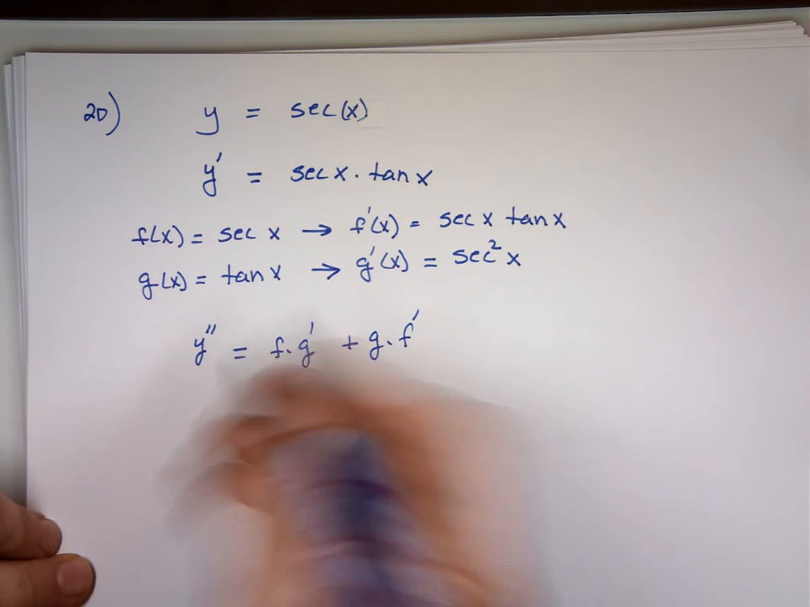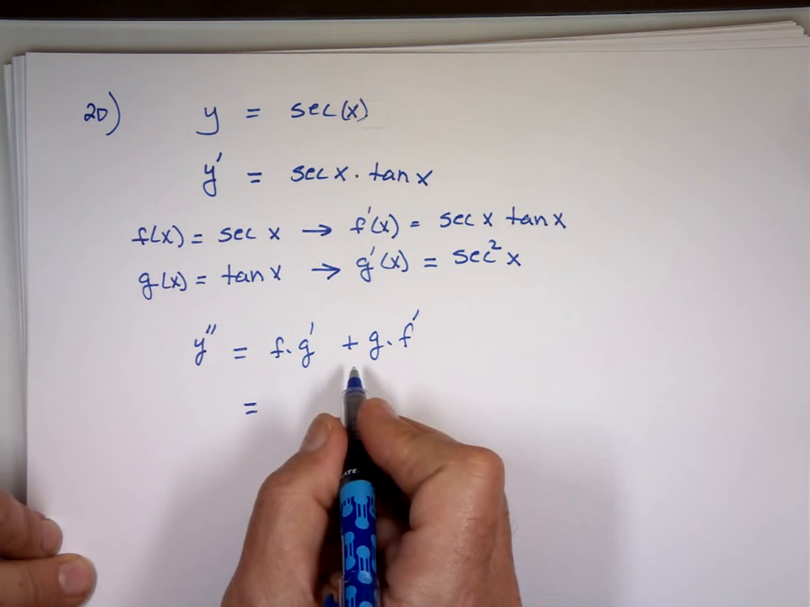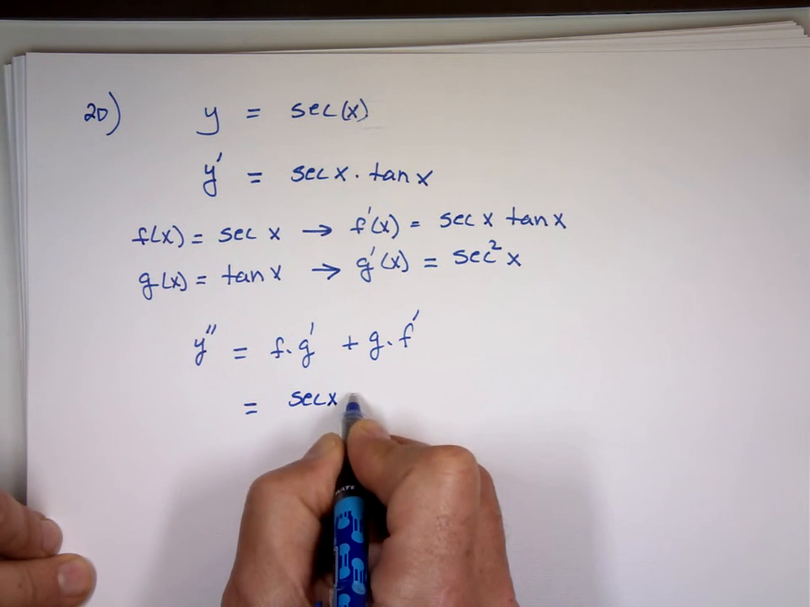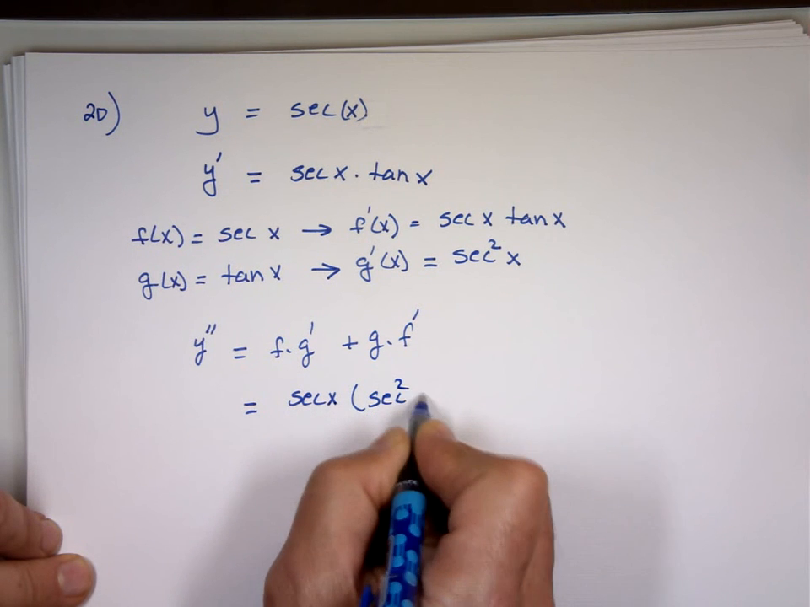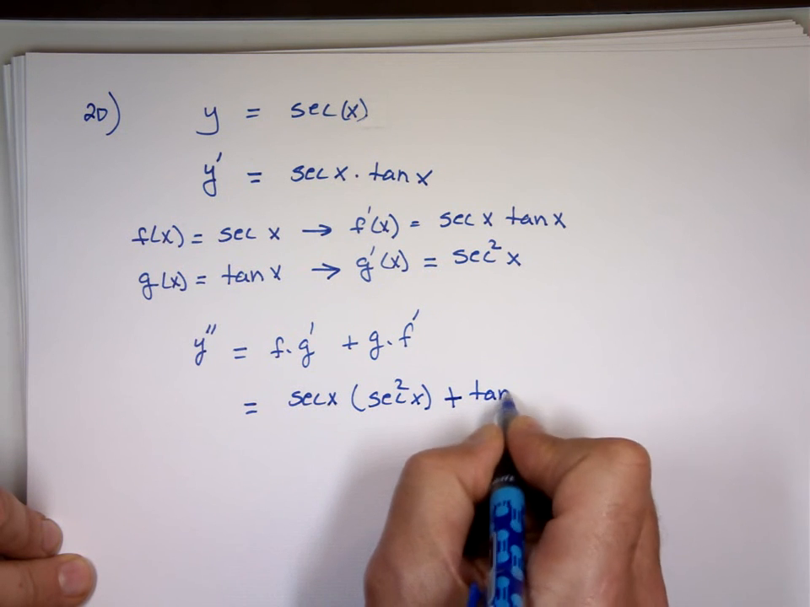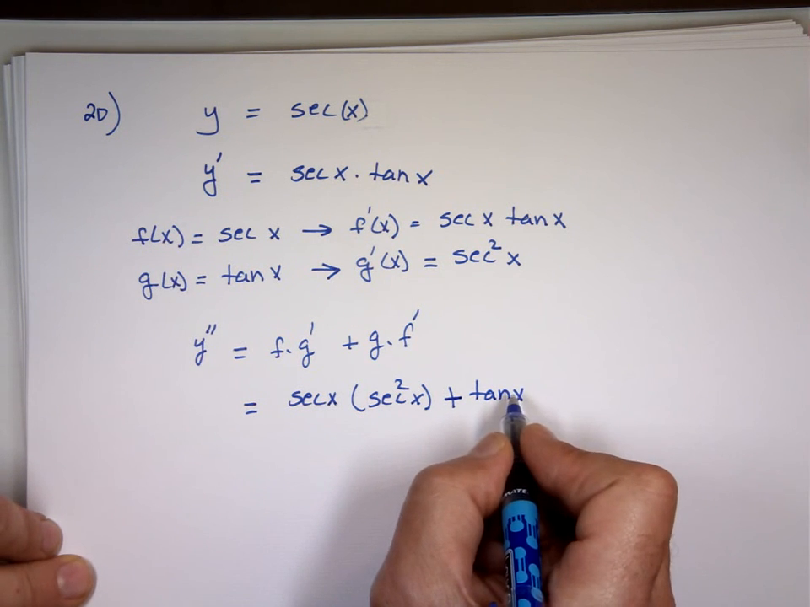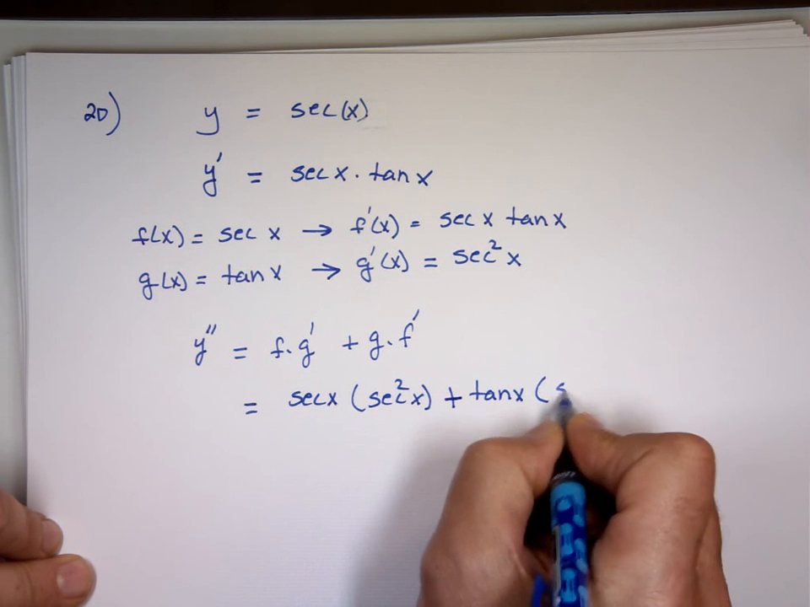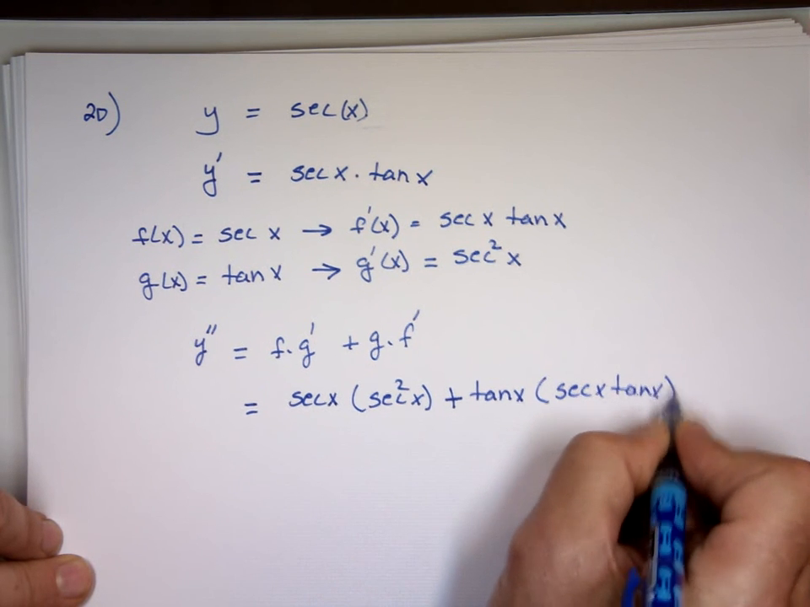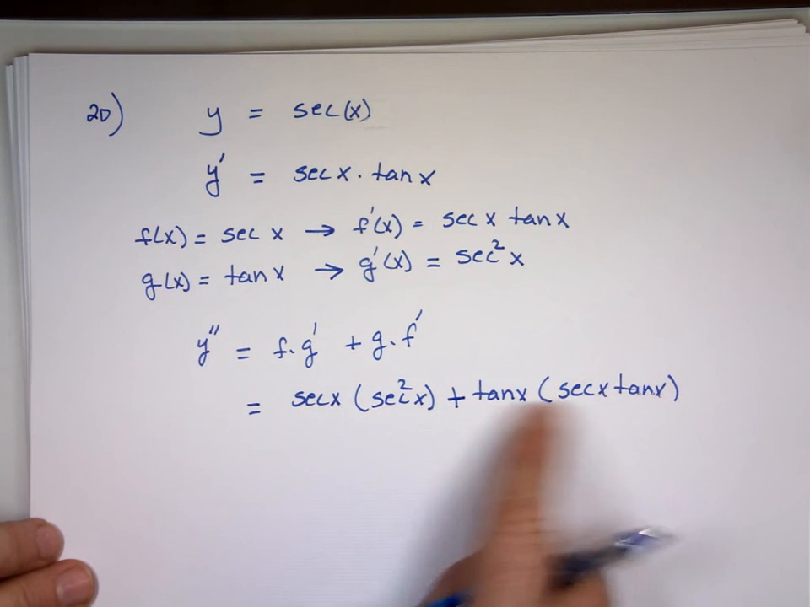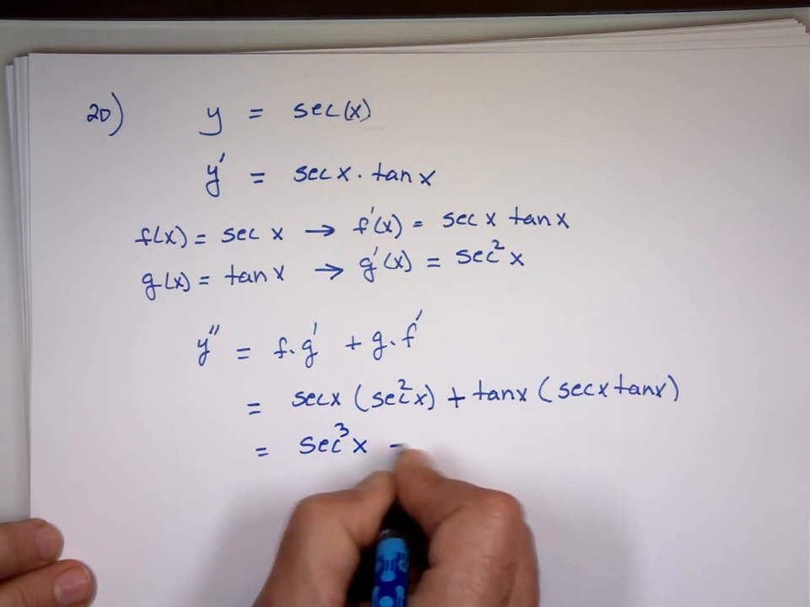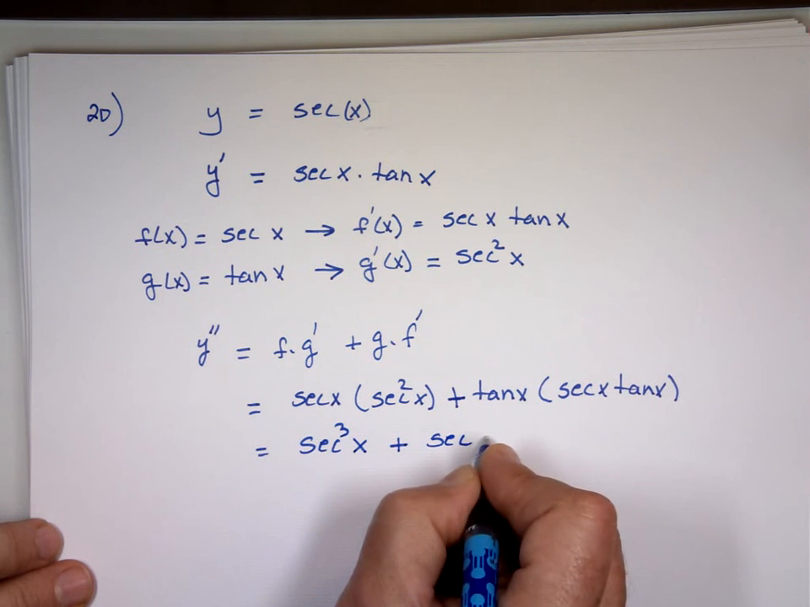F times g prime: what's f? Secant x. What's g prime? Secant squared x, plus g, which is what? Tangent x, times f prime, which is what? Secant x tangent x. Notice you have three secants. You have secant and tangent squared. So here we have secant cubed x plus secant x tangent squared x.